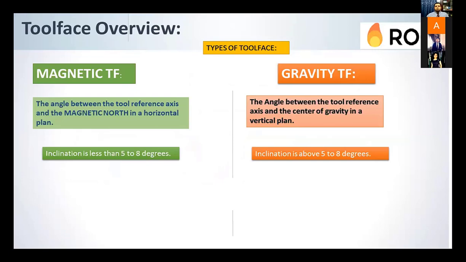So the magnetic tool face is the angle between the tool reference axis and the magnetic north in a horizontal plane. We usually use it when the inclination is less than 5 to 8 degrees, while we use the gravity tool face when we have more inclination, above 5 to 8 degrees. The angle between the tool reference axis and the center of gravity in a vertical plane is what we call gravity tool face. In the next slide, we will see a physical representation of what we usually see when we use the combination. Could you please go to the next slide?